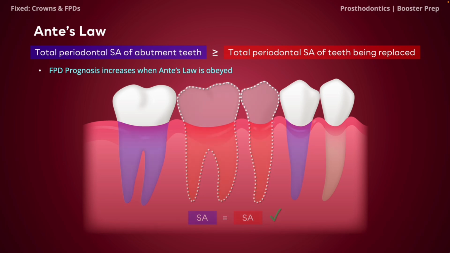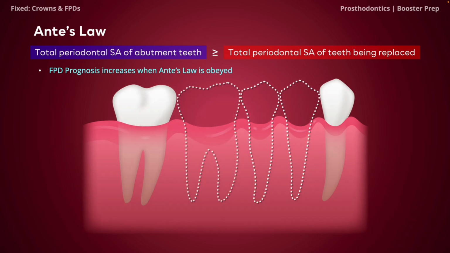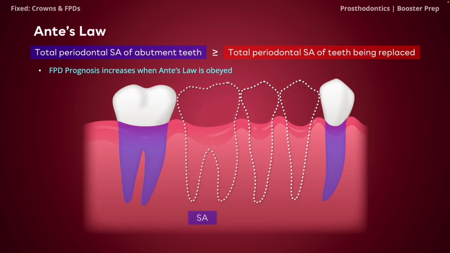But what if Ante's law is not obeyed? In this example, the edentulous area spans 3 teeth, and so the root surface area of our abutment teeth has remained the same, shown in purple, while the root surface area of the teeth being replaced has increased. In this scenario, Ante's law is not obeyed, and so in order to make this a valid treatment plan, we would need to look for a double abutment on one end of the FPD, or in other words, splint together adjacent abutments. So let's say we had a third molar behind our distal abutment here that had good root form. Well, we could prep that tooth as well and have 3 abutments, although this type of splinting is typically done with the mesial abutment instead.